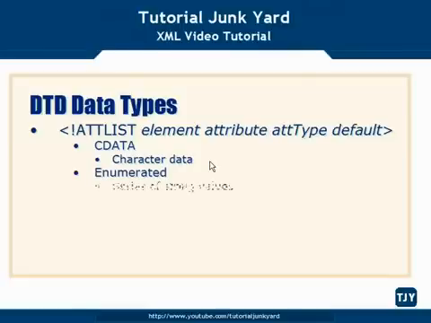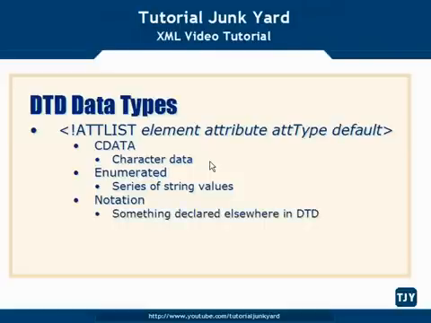You can put enumerated, which is just a series of string values that could show up there, and you can use the OR symbol, the pipe, and all that. Notation can go there. This is something that's declared elsewhere in the DTD. This gets a little bit more involved. An entity, this is external binary entities that can be included. All in all, there's about 10 different data types that you can put on the attribute. And again, it's kind of interesting. There's more that you can do there than you can actually do on the elements.